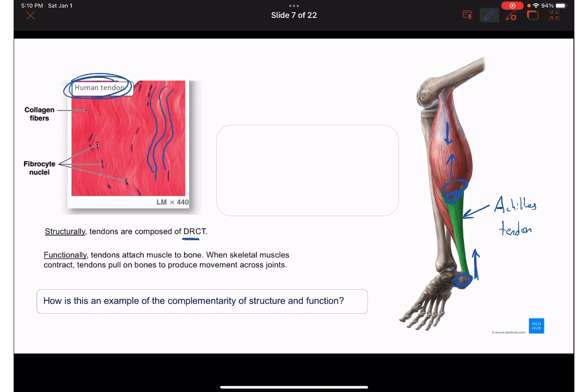So a question I want to ask you is, how is this an example of the complementarity of structure and function? How does the structure of dense regular connective tissue complement or determine the function of the tendon? How is this an example of complementarity of structure and function?